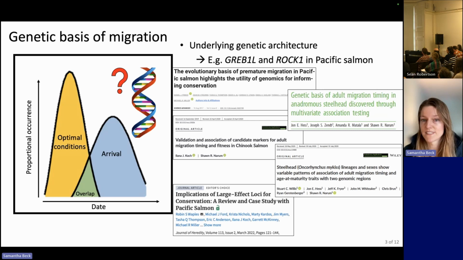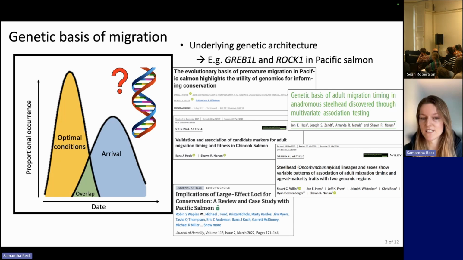And if we look at studies on Pacific salmon that examine the genetic basis of run timing, they found the GREB1L and ROCK1 genes on a single genomic region to be associated with premature migration. And this has arisen due to a single evolutionary mutation. So if it's lost from the population, then it might not be able to re-evolve in conservation timescales. And if a population has lost this particular allele that codes for premature migration, then maybe they're less able to respond to climate change and adjust their migration to occur earlier.